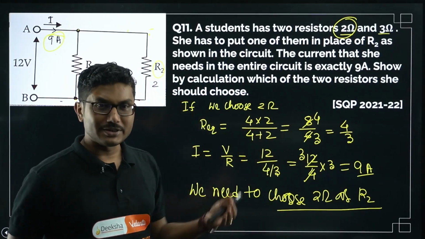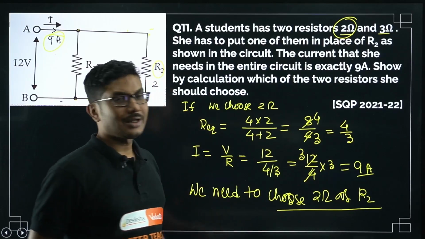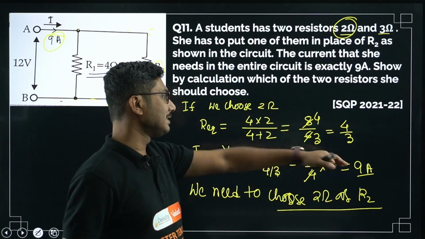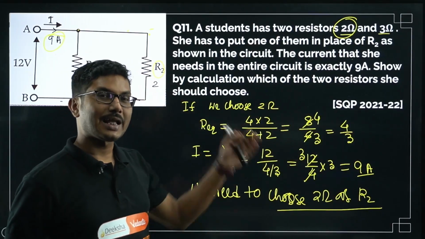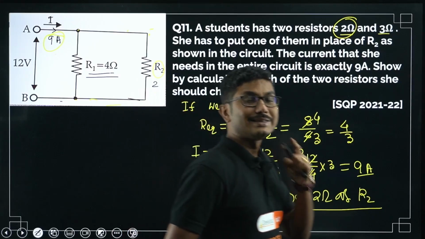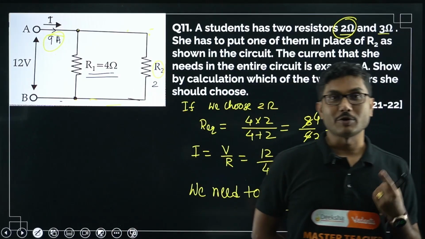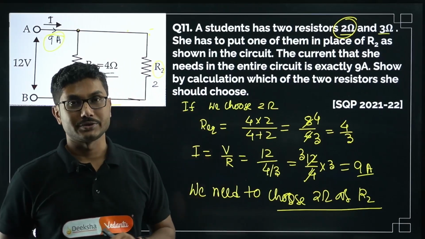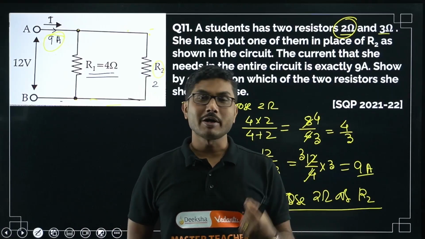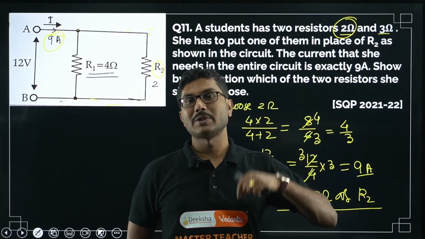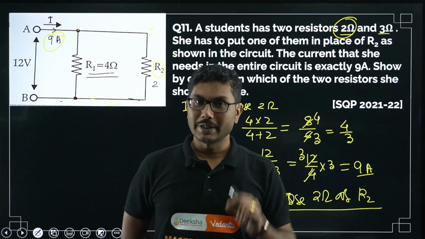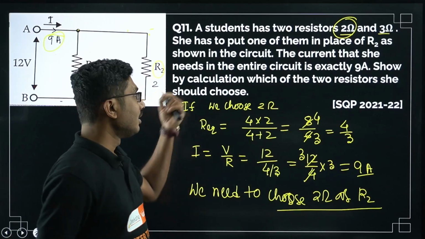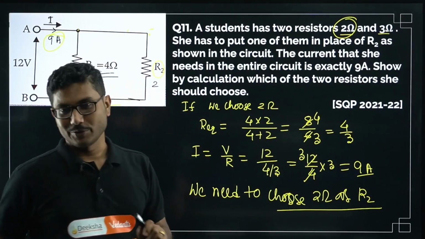Calculate the resistance, which is much easier. After calculating the resistance, you calculate the current, and if it matches the given current, then definitely this is the answer. In case it does not match, then you have to choose the other resistance and calculate again. But you cannot just say that because 2 ohm is not matching, we have to choose the 3 ohm. No, you have to show the calculations. In case both of them are not giving you 9 ampere, then you have to mention that none of them can be used. So be careful, don't just mention that because 2 ohm is not matching, 3 ohm will be the answer. You cannot do that.